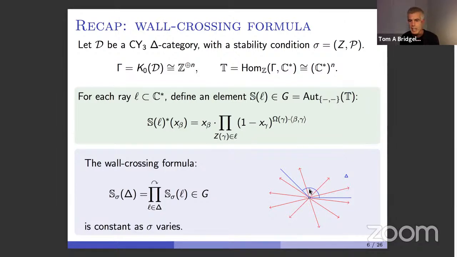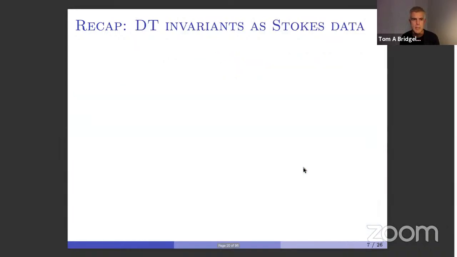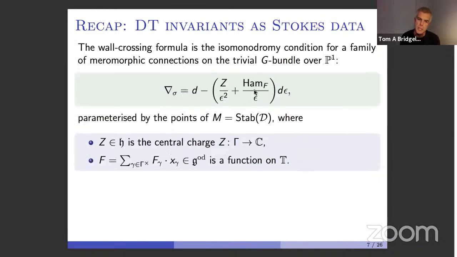Okay, so again, now we're going to want to try to reconstruct, maybe I'll write this on the next slide, the corresponding connection, which the DT invariants are supposed to be describing the Stokes data of. It looks something like this. The leading term is this central charge of the stability condition. And then there is some mysterious thing here, which we know is some Hamiltonian vector field on this torus. But we don't know it. It's just defined implicitly by having the correct Stokes data.